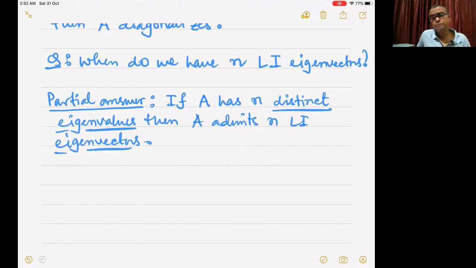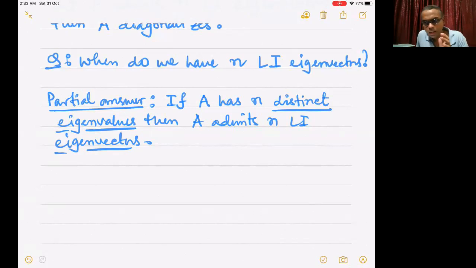But remember that this is a sufficient condition. This is not necessary. This is not the only situation where there will be n linearly independent eigenvectors. That is the general answer, the complete answer, which we'll see very soon. But now first we have to make sense of why this is true. Why, if there are n distinct eigenvalues, will there be n linearly independent eigenvectors guaranteed?